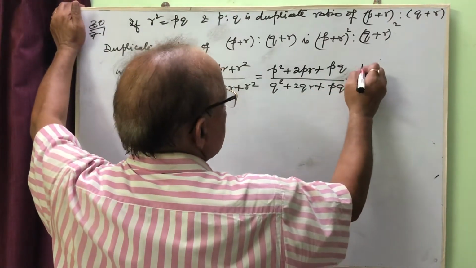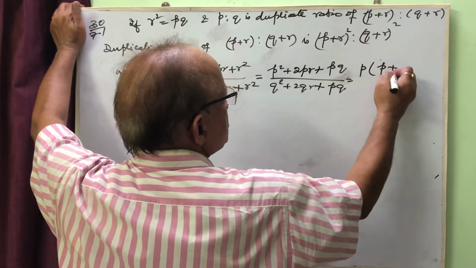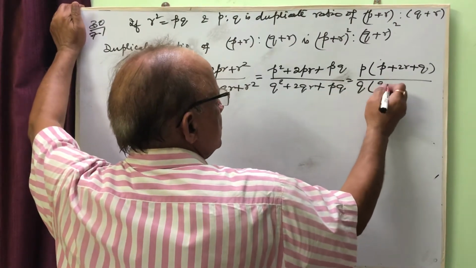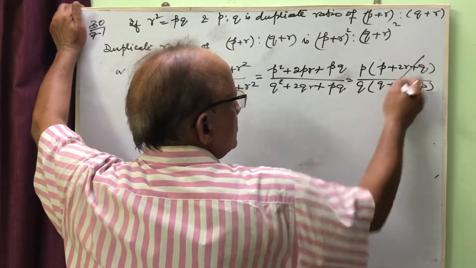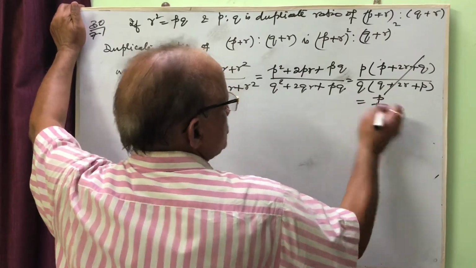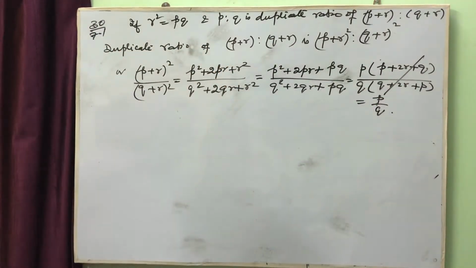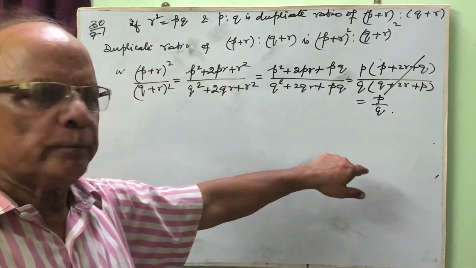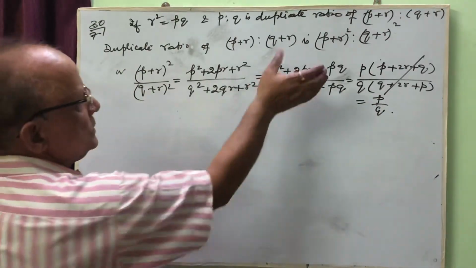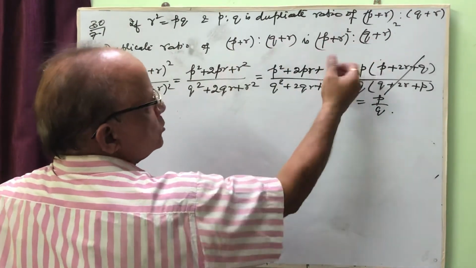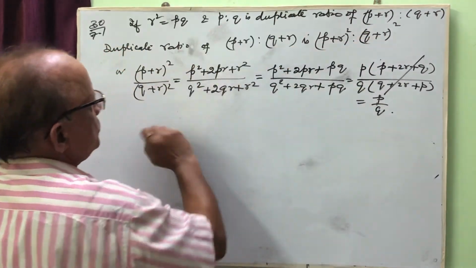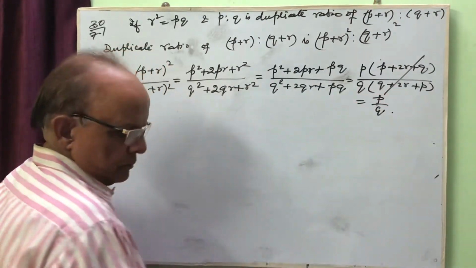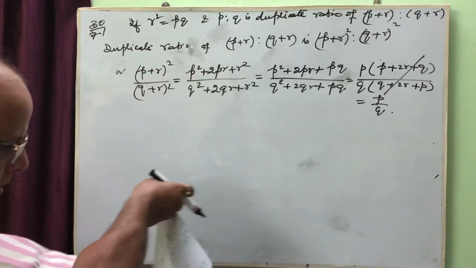Here you can take p common: p plus twice r plus q. Here take q common: q plus twice r plus p. This is p is to q, means the duplicate ratio of this will be p is to q, means p by q. That's the proof. This is the duplicate ratio of this will be this, and here we show that this ratio will be equal to p is to q. And this ratio means this by this, we are showing p is to q. That's the proof.